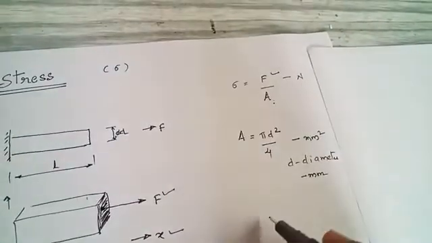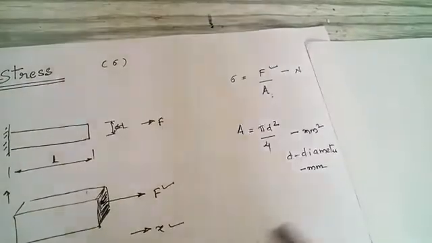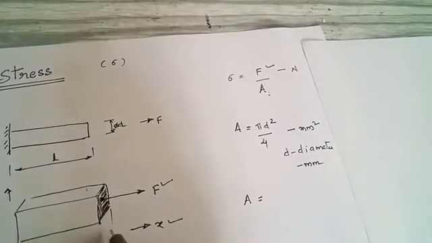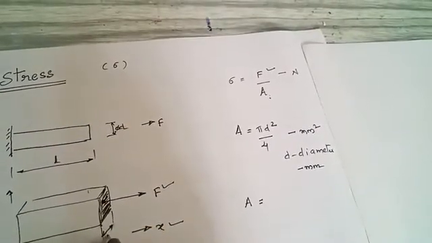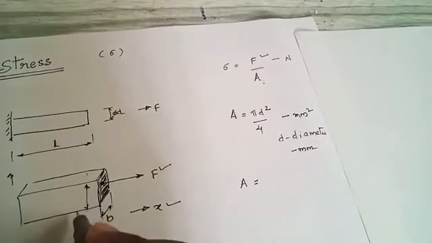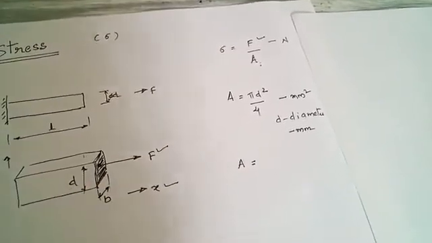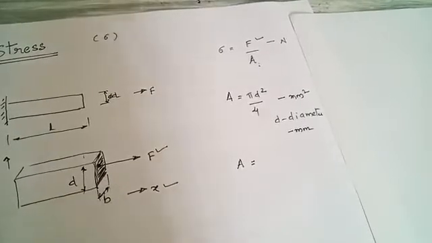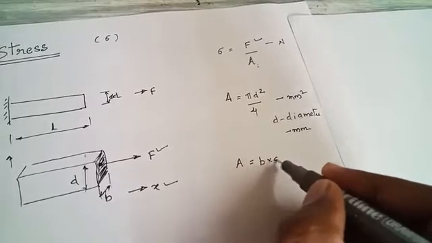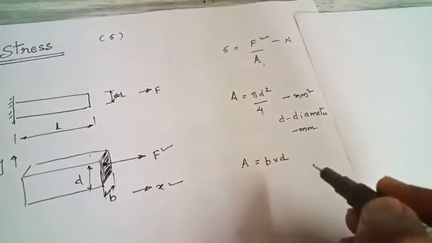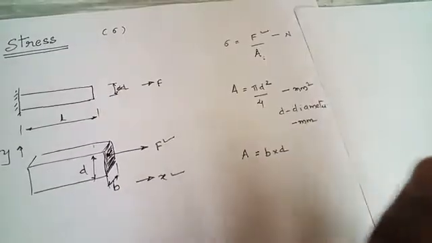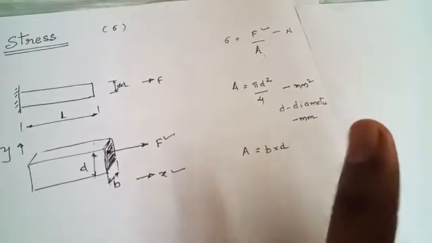If I am going to consider the rectangle, the area for the rectangle, I will take this as B and this I will consider as D. So here the area of the cross section for the rectangle is B into D. Always remember that the area we consider is normal to the applied force.